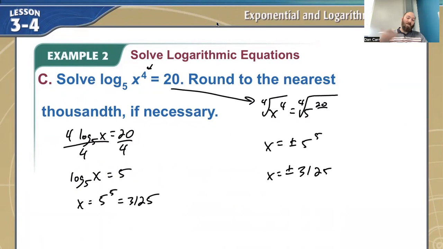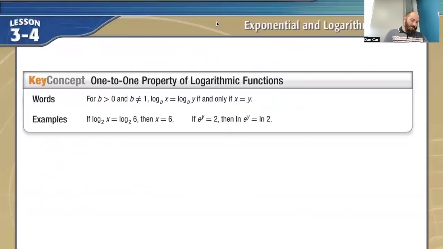Doing it this way, I miss out on that negative number. So that's why it's important to be aware of what your original problem looks like. If I have an even exponent like that in the problem, then I want to make sure I can account for that positive and negative answer.